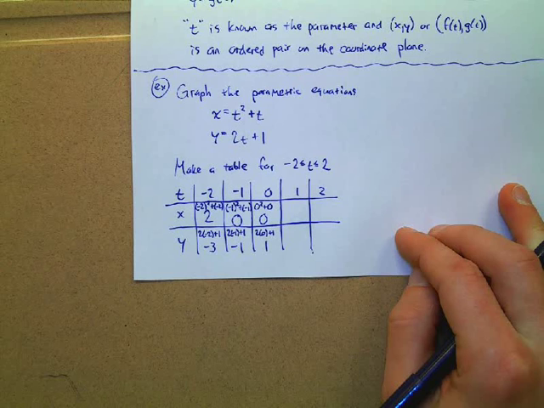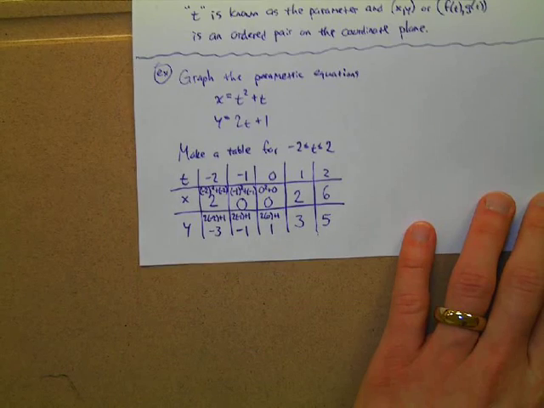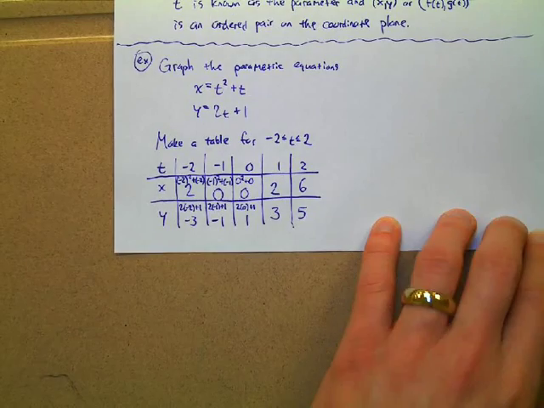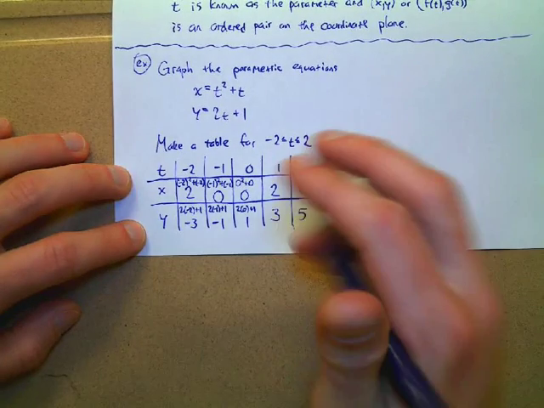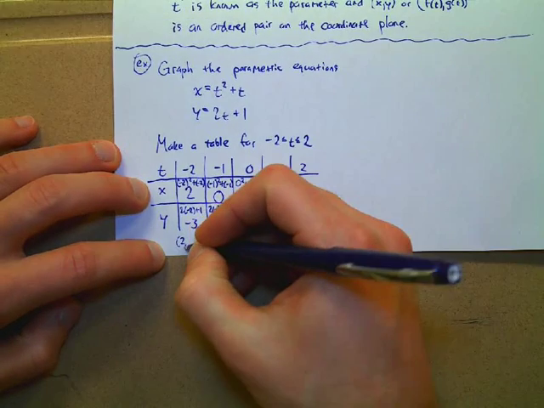So, hopefully you got something like that. 0.23 and 0.65. So now we have a set of ordered pairs, right? We have the point (-2, -3), the point (-1, 0), the point (0, 1), the point (1, 2), and we have the point (2, 3).